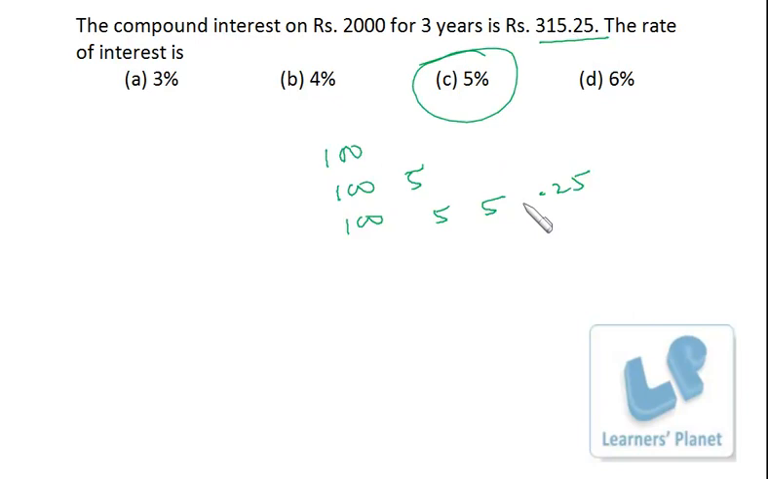If you get a value more than 315.25, then you need to reduce the rate. And if you get less than this, then you need to increase the rate. Whenever you have options, just choose the comfortable value, because the calculation becomes very easy. And if from that option you get the correct answer, then do not go further. If you get the answer more or less, then you have to check the other options accordingly.